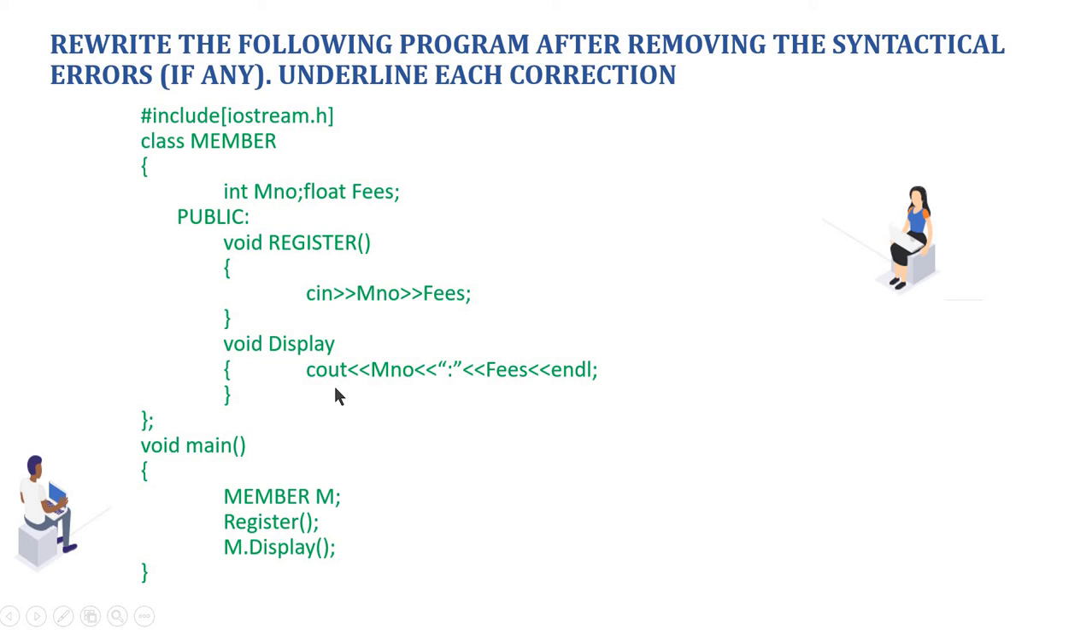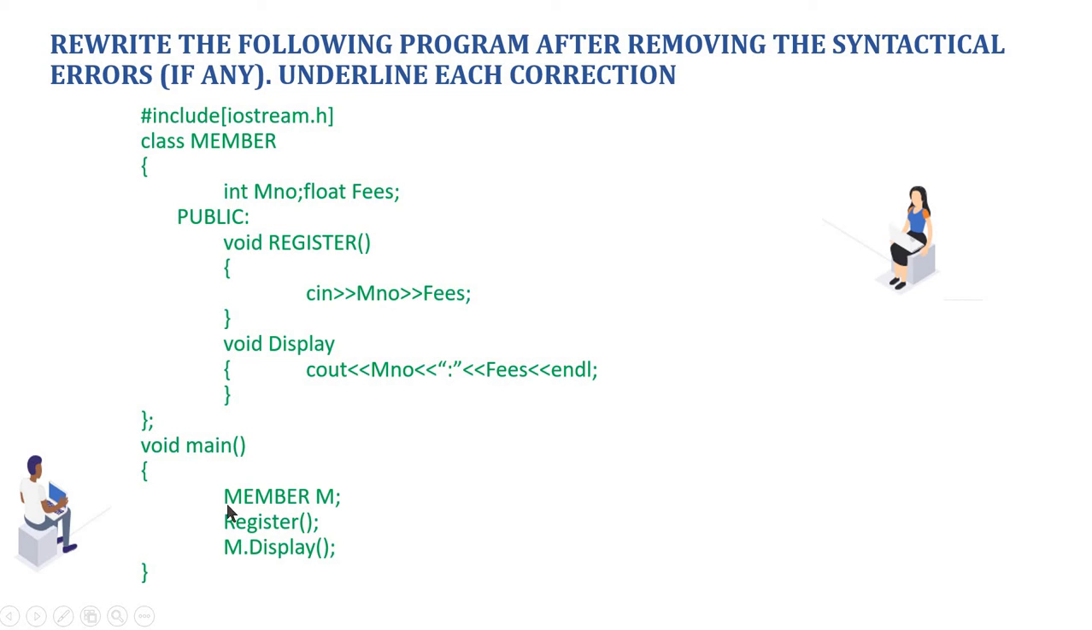Then void display, cout. See here, display is the function, so the function should have an opening parenthesis and closing parenthesis. Okay, so cout << mnumber << fees << endl, this is correct. And then the class is ending with a brace and a semicolon, so no correction there.